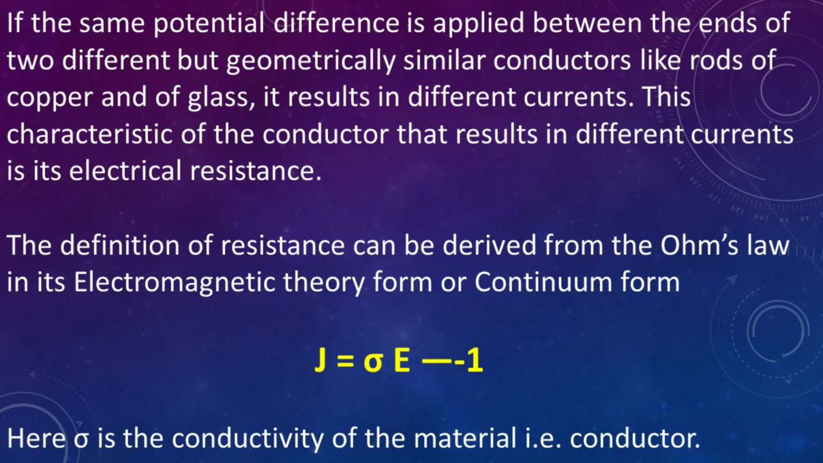The definition of resistance can be derived from Ohm's law in its electromagnetic theory form or continuum form. J equals sigma E. Here sigma is the conductivity of the material, i.e. conductor.